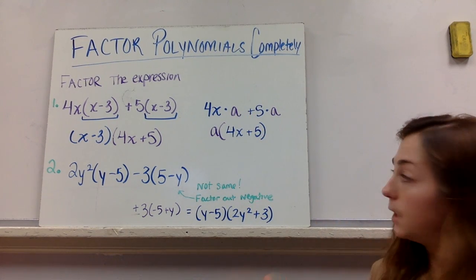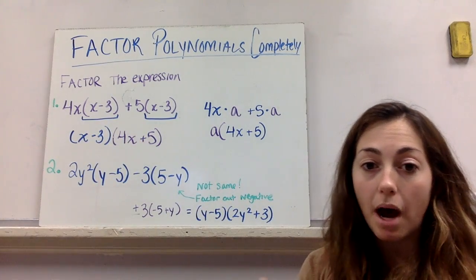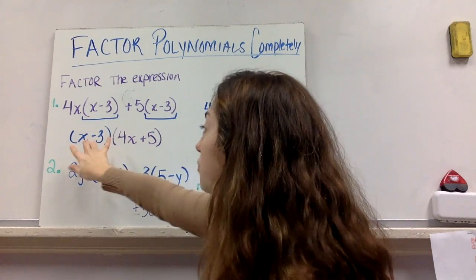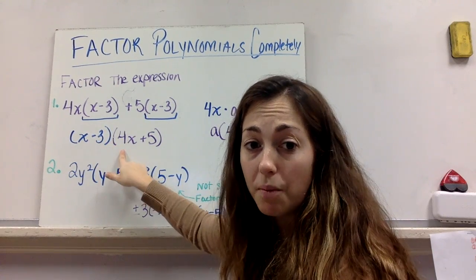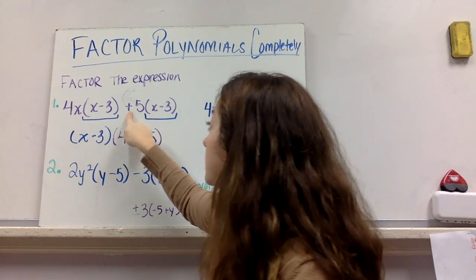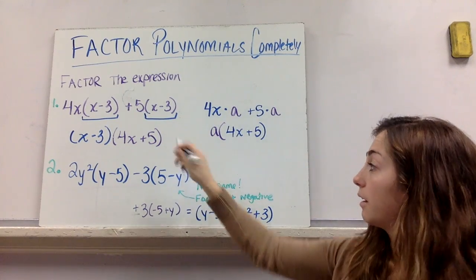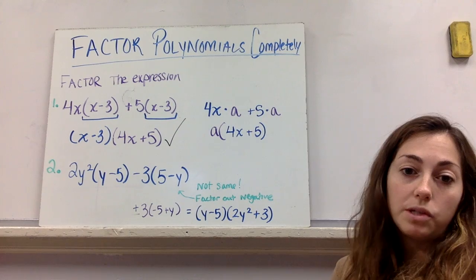So it's no different here. Now we're just factoring out a binomial. You have x minus 3 in common in both cases, so you're factoring that part out. And what is left is that 4x plus 5. And that's it. Your answer is there. It's done. Check. Okay, number 2.